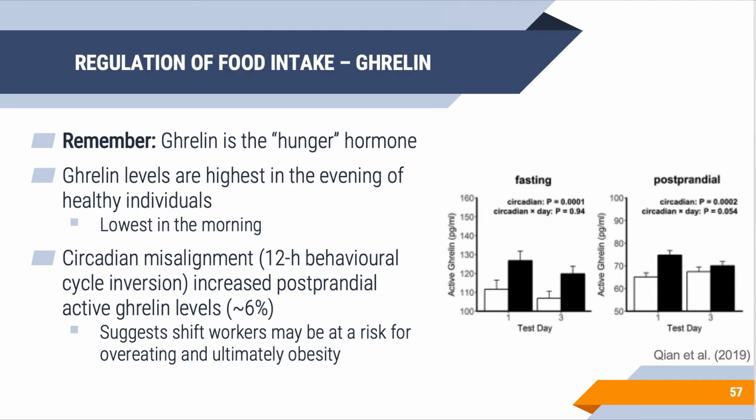So now I want to give you guys an example of the regulation of food intake as it pertains to ghrelin. Remember, ghrelin is our hunger hormone, and ghrelin levels are actually highest in the evening for healthy individuals and lowest in the morning. So that's true whether we're fasting or postprandial. We can see that in the figure for active ghrelin here on the right-hand side. So black would be in the evening and white would be in the morning. So black bars are always higher than the white bars, meaning ghrelin levels in the active form are highest in the evening compared to the morning in healthy individuals.